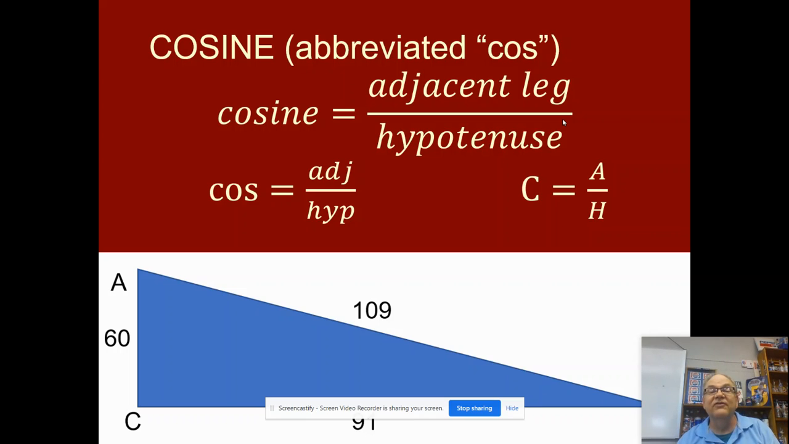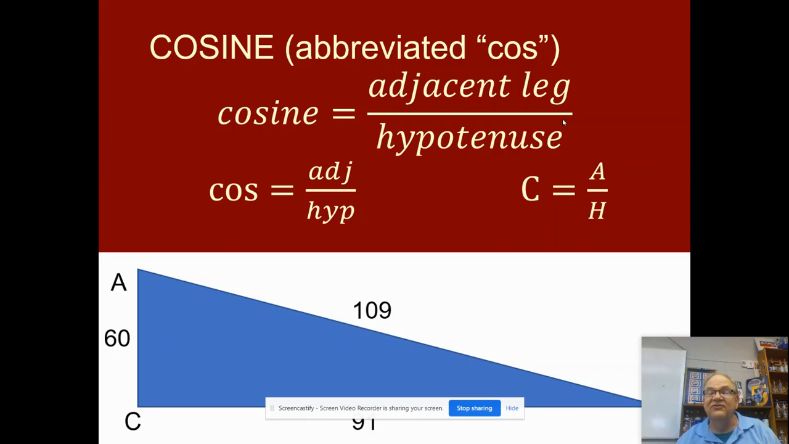So the second of the trig functions is what's called the cosine. And the cosine is just defined as adjacent leg over the hypotenuse. It's abbreviated cos, but we say cosine. If I looked at angle A, the cosine would be 60 over 109, adjacent over hypotenuse. And if I look at angle B, the cosine of B would be 91 over 109.